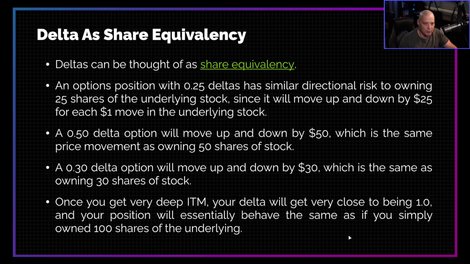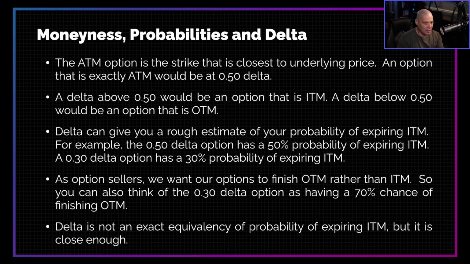Now, if we have negative delta options, a negative 50 delta option is going to move up and down by $50, which is the same as shorting 50 shares of stock, right? So if you're long or short, it's going to depend on whether your deltas are positive or negative. A negative 30 delta option is essentially the same as being short 30 shares of stock. Once you get very deep in the money, your delta becomes very close to being 1.0. Once you get to a 1.0 delta, that option position essentially behaves the same as if you simply owned 100 shares of the underlying stock. So let's talk about moneyness, probabilities, and delta.